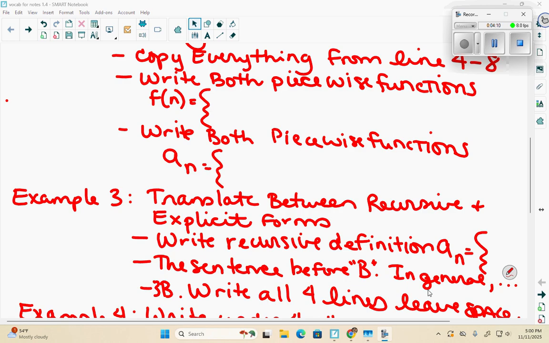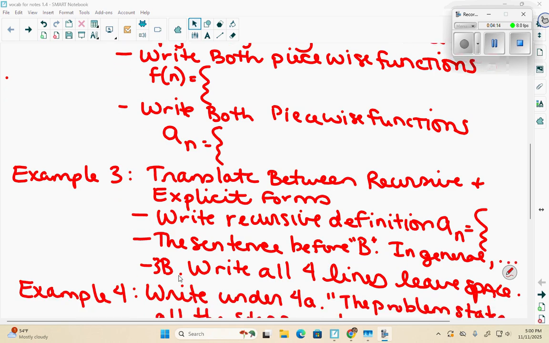Okay, so you're going to write that out. And then under 3B, you're going to write all 4 lines, and then you're going to leave space. So 3B has 2 bold lines and then 2 not bold lines. You're going to write all of that out, and then after that, you need to give yourself a little bit of space. I would say maybe 4 lines.